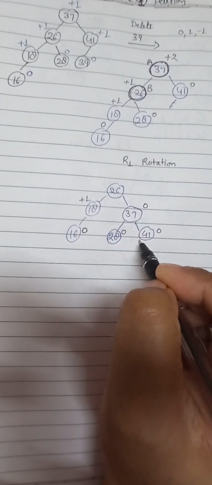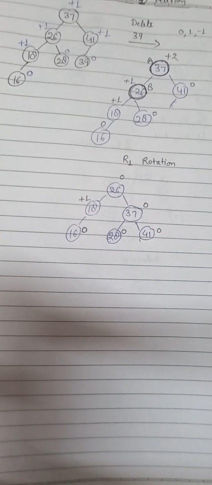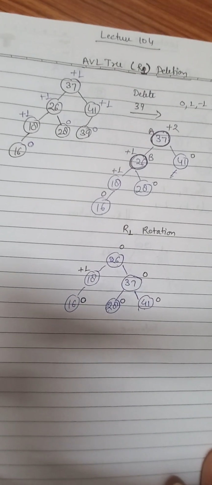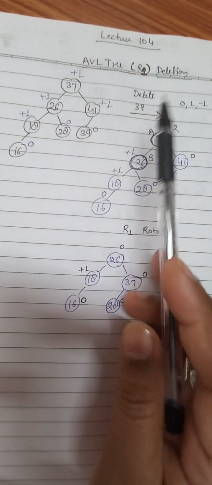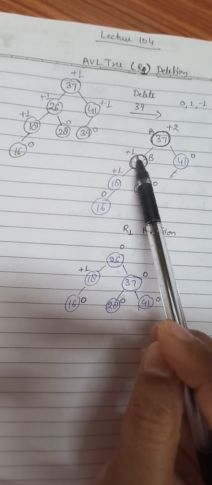18 there is one node on left hand side, so plus 1. 26 there are two levels on left hand side and two levels on right hand side, so balancing factor is plus 2 minus 2 0. So now we are able to see the balancing factor are plus 1 and 0, so AVL tree is balanced. So in this way we can do R1 rotation in the case of deletion when we are doing deletion on right hand side and the B value is plus 1 over here.